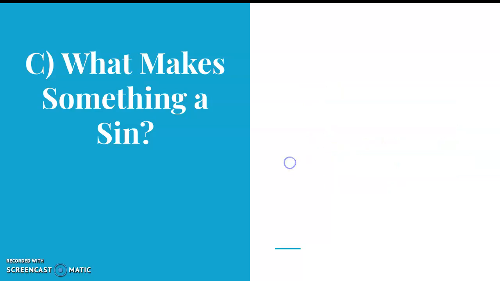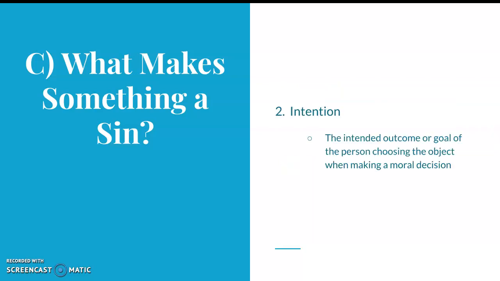All right, then we have the intention. Think of the intention as the why. So the intention is your intended outcome or goal that you're choosing when making a moral decision. So the object is what you're doing, and the intention is why you're doing it. It's your goal, it's your intended desire, intended outcome.